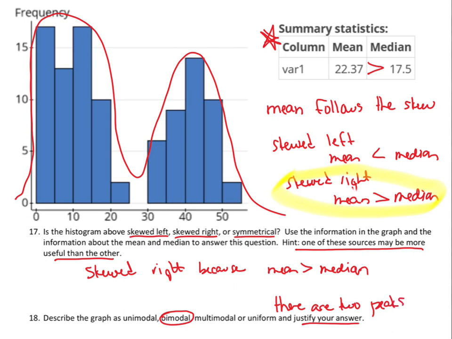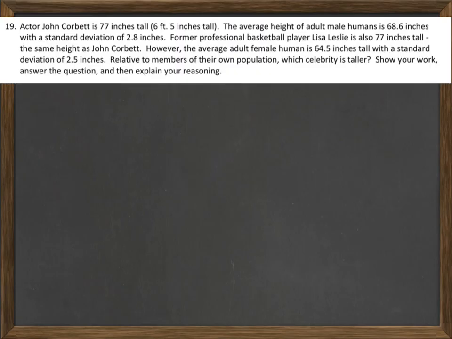Okay, and remember the fancy statistical word for peaks is modes. Okay, so that's it. It's as simple as that, not complicated at all. Okay, so 19 and 20 are basically the same problem. I just gave you slightly different information.